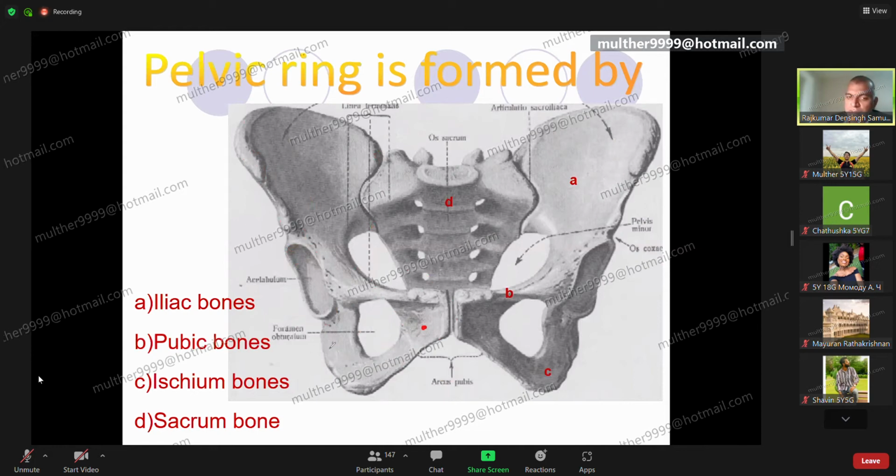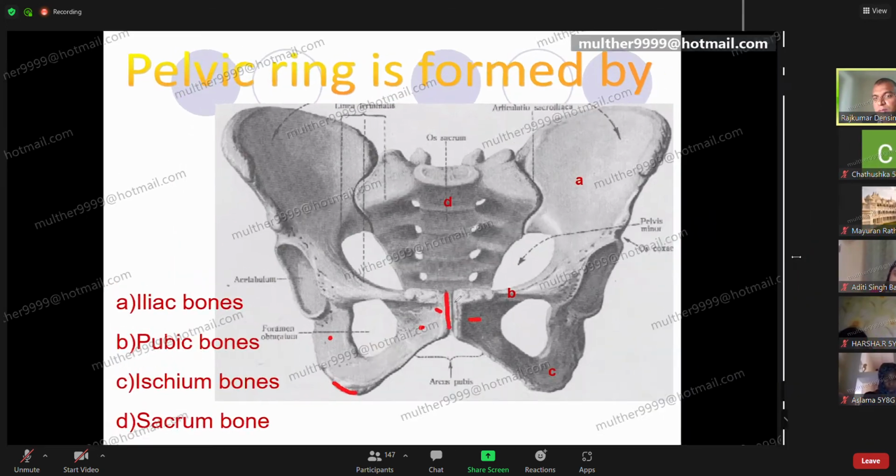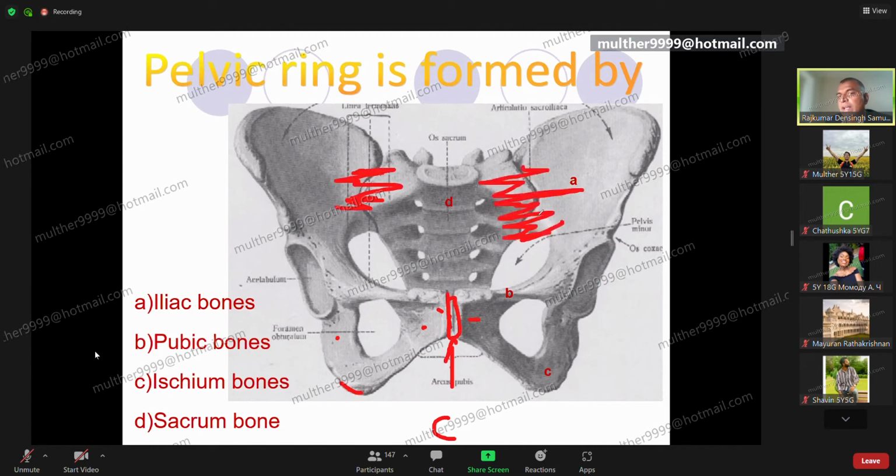So this is the ischial tuberosity. In the ischial bone, we have the ischial tuberosity present here. Then two pubic bones are connected with the help of what? Symphysis pubis, it is a cartilage. So this is a cartilaginous structure. But the sacrum and iliac bone are connected with the help of a very strong ligament. We call it the anterior posterior sacroiliac ligament. It's a very strong ligament.